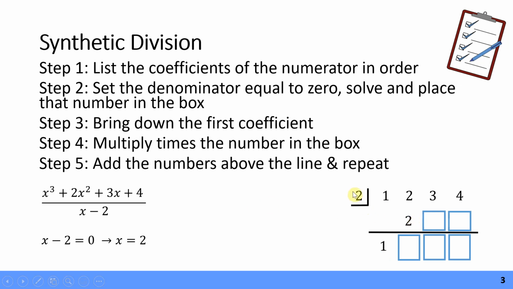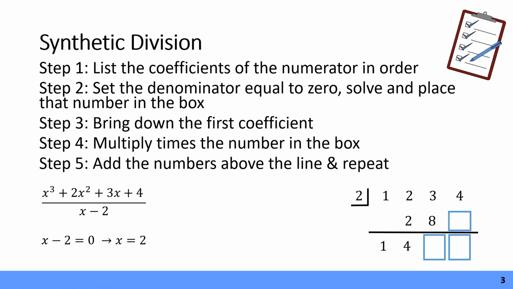Okay, so again, look at this. The 1 came down, and then every time there's a number below the line, you're going to multiply times the number in the box. So 2 times 1, and that's the number that you write down here. Now step 5, every time you write a number above the line, you're going to add it to the number that's on top of it. So 2 plus 2 gives me 4.